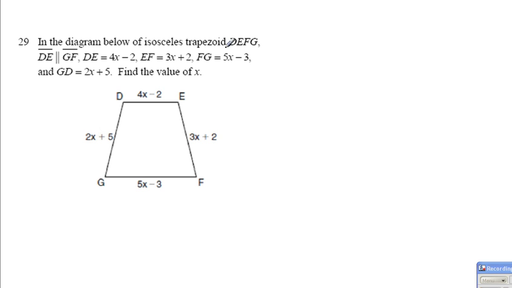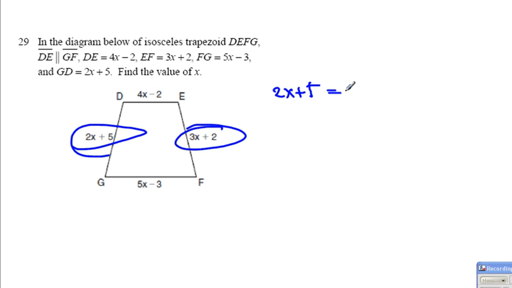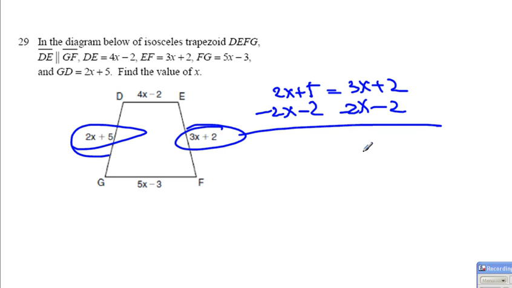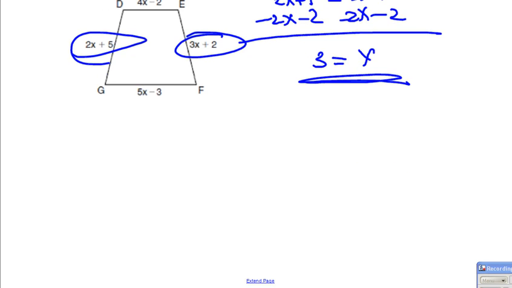Alright, here we have an isosceles trapezoid. That means these two sides must be equal to each other. So we have 2x plus 5 equal to 3x plus 2. Then when you subtract 2, you subtract 2x, and we'll end up getting x equals 3. I guess we found the value of x.